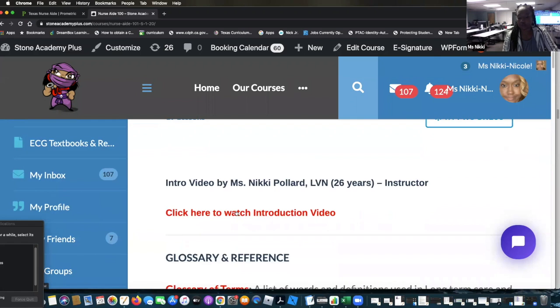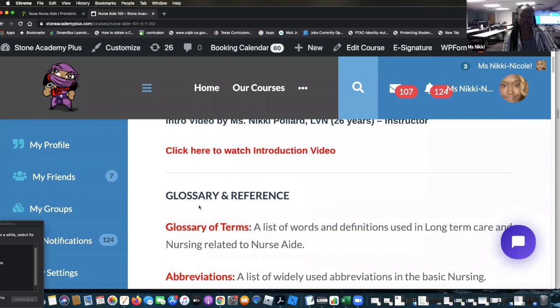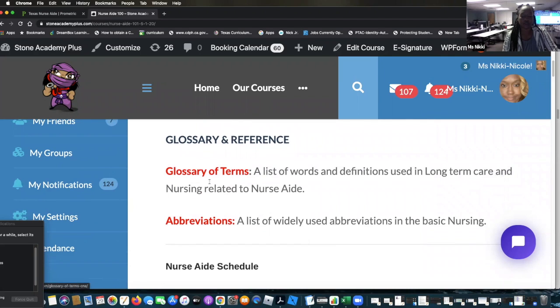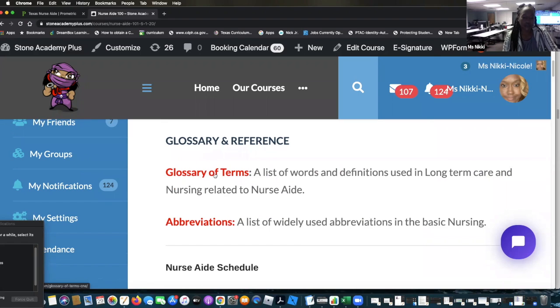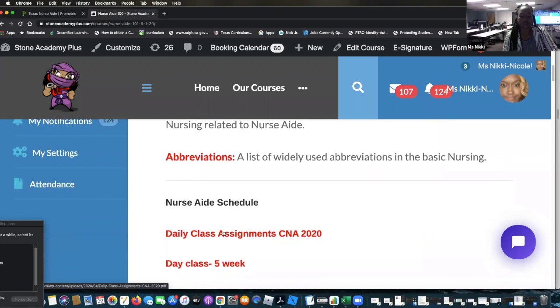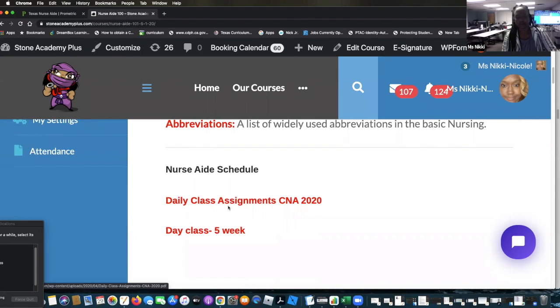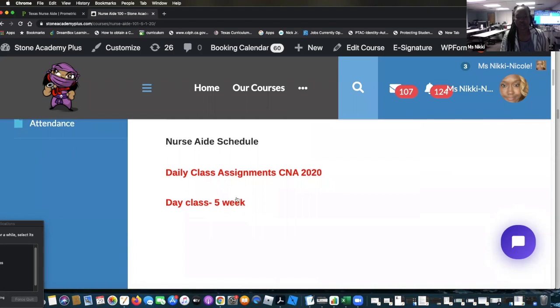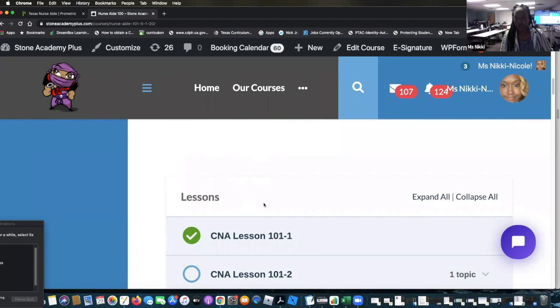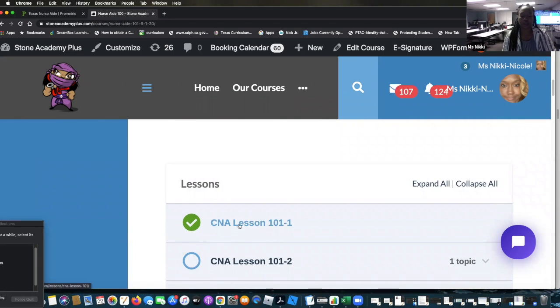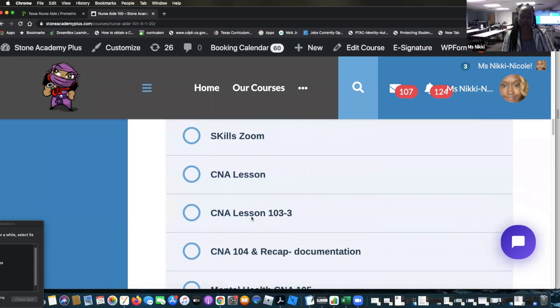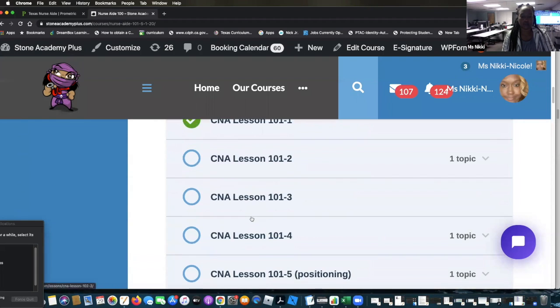So here you should have watched the introduction video. Always on page 1, if we give you a list of glossary terms, anything in red, I try to put everything in red that's clickable, okay? So if you see it's in red, then you should be able to click on it. The schedule updates constantly every month, so just make sure that's the right schedule for you. And then CNA lessons are right here. And then we get to the end.